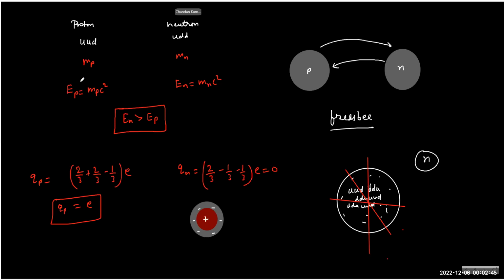Now, what is important here is that this energy is very, very crucial. These two. So you can see the rest mass energy of proton is less than the rest mass energy of neutron, isn't it? Because of the different quark combination. Understood? Do you realize what I'm saying?